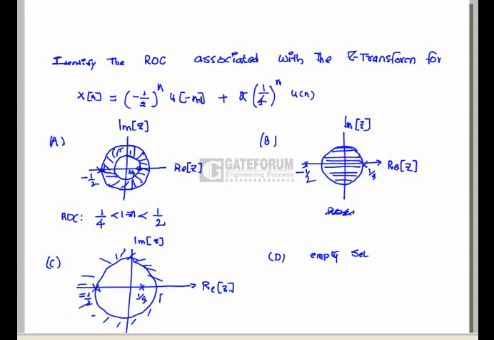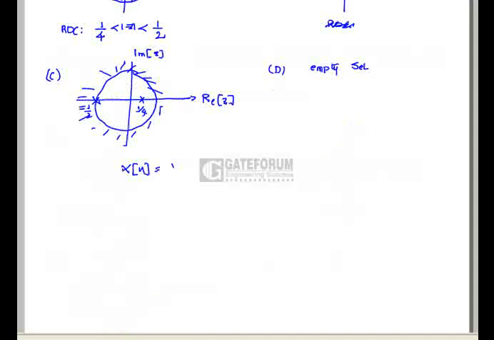Identify the ROC associated with the given Z transform equation. x of n equals minus half power n u of minus n minus 1 plus 2 into 1 by 4 power n u of n. See, the given sequence x of n is a two-sided sequence, means the ROC is kind of a ring. Here x of n we can write as sum of two signals, x1 of n plus x2 of n, where x1 of n is a left-sided signal, whereas x2 of n is the right-sided signal.